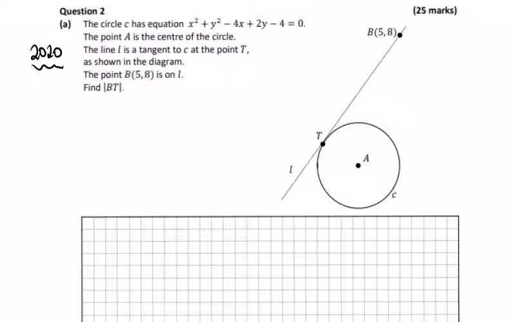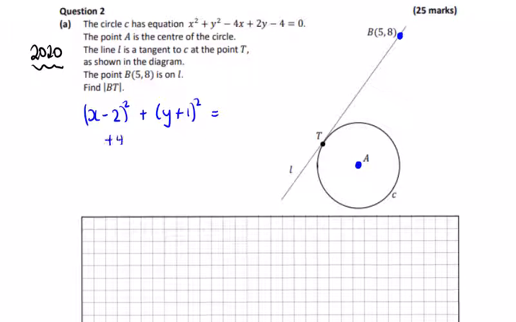2020 paper 2 question 2 is a circle question. A is the center. We have B (5, 8). We're given the equation of the circle, which we'll rewrite as (x minus 2) to be squared to give me my x squared and my minus 4x. And we're going to have (y plus 1) to be squared to give me my y squared and my plus 2y. And we need to balance off this equation.